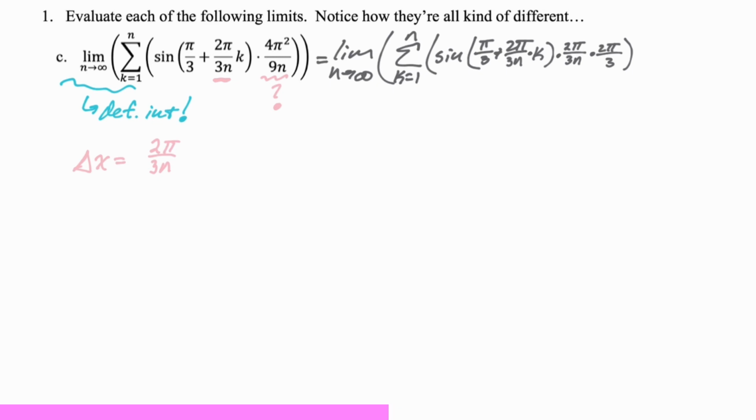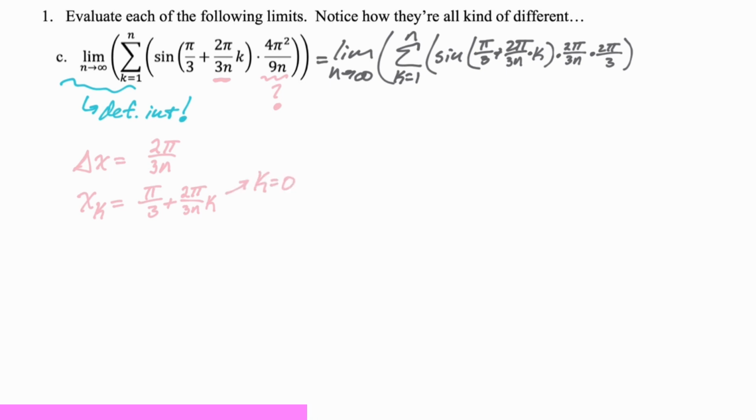I think that x sub k is the thing that I'm plugging in. So I think that x sub k, the thing being plugged into sine, is pi over 3 plus 2 pi over 3n times k. That's x sub k. Now we use x sub k to find the bounds of the integral. So you let k equals 0 and k equals n. That'll tell you where you start and where you stop.